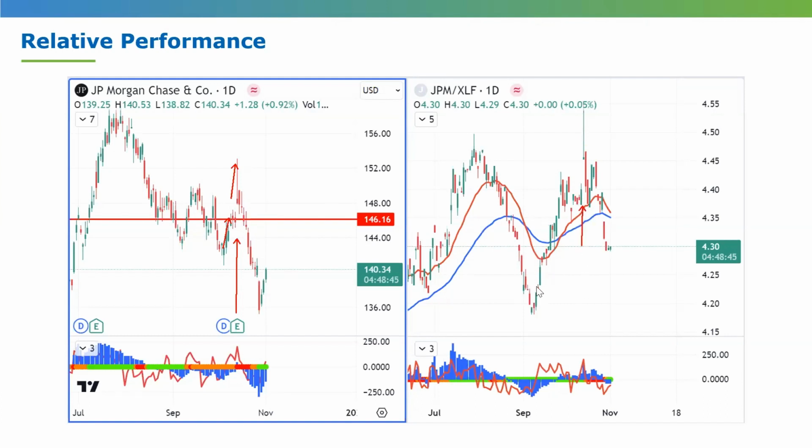And as you can see, the relative performance for JP Morgan against XLF, which is the financial sector, has been very strong heading into earnings. There's been a good bit of accumulation. It tells us that investors are rotating out of other banks or other financial stocks and into JP Morgan. A very simplistic way of saying it, but that is the case: JP Morgan is outperforming its financial sector heading into earnings. And that's what you also want to see heading into that earnings announcement.